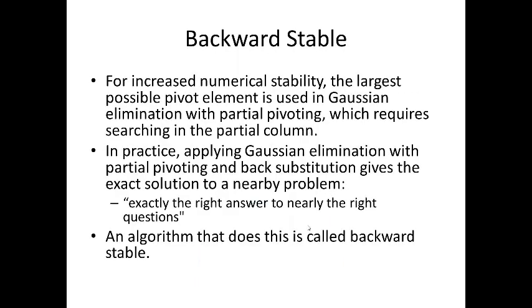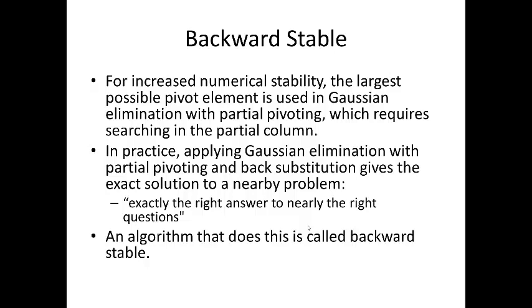For increased numerical stability, the largest possible pivot element is used in Gaussian elimination with partial pivoting, which requires a search in the partial column. In practice, applying Gaussian elimination with partial pivoting and back substitution gives the exact solution to a nearby problem. In other words, exactly the right answer to nearly the right question. An algorithm that does this is called backward stable. Now, Gaussian elimination with partial pivoting is not backward stable for any arbitrary coefficient matrix A, but it is if A is symmetric and positive definite.